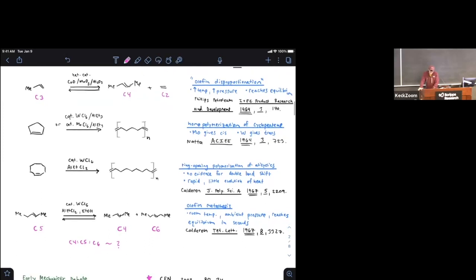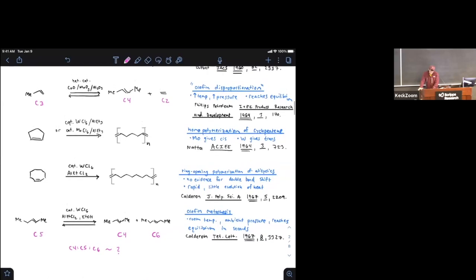Natta, familiar name here from Ziegler-Natta polymerization, found that cyclopentene could undergo what we now think of as ROMP, at the time referred to as homopolymerization. And he looked at two catalytic systems, one based on tungsten, one based on molybdenum, and found that they gave different products with respect to the alkene stereochemistry.